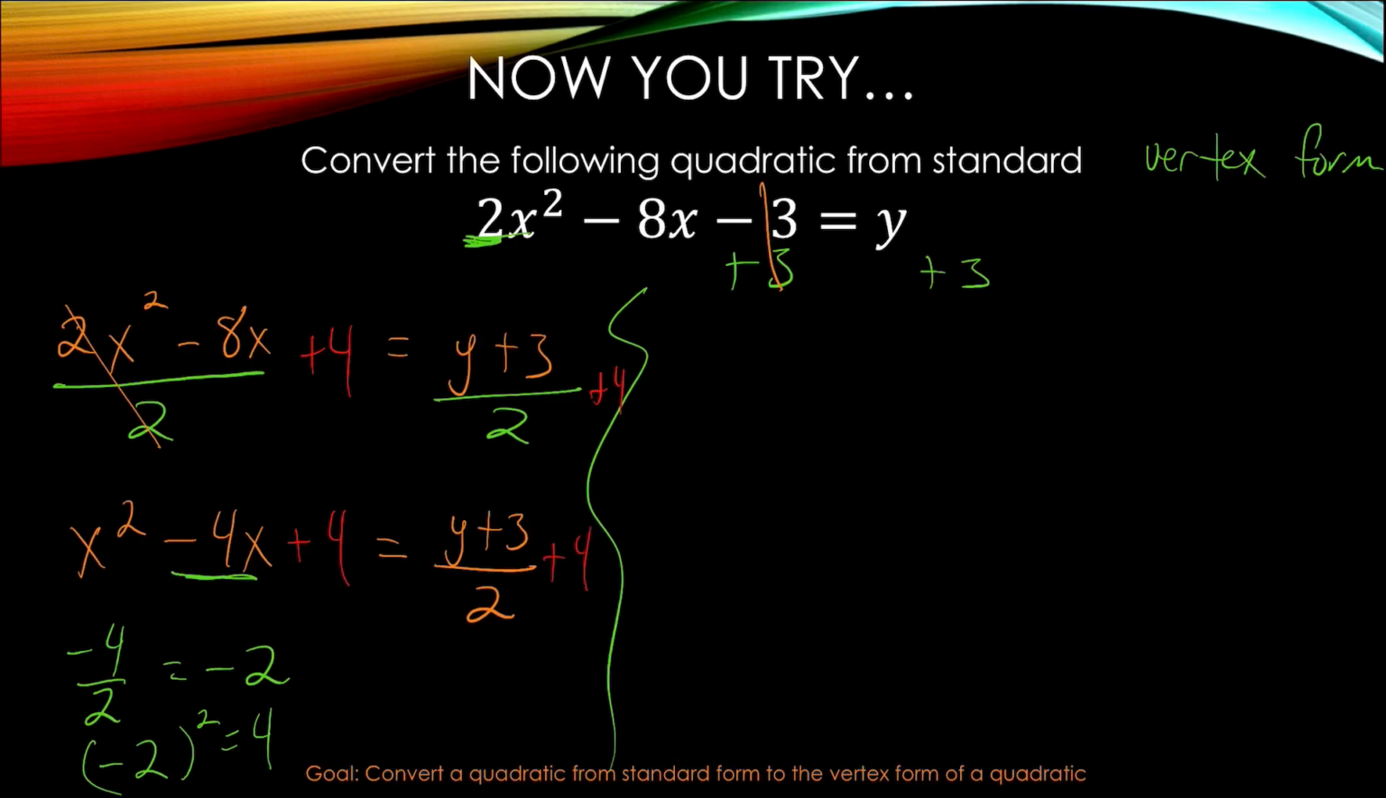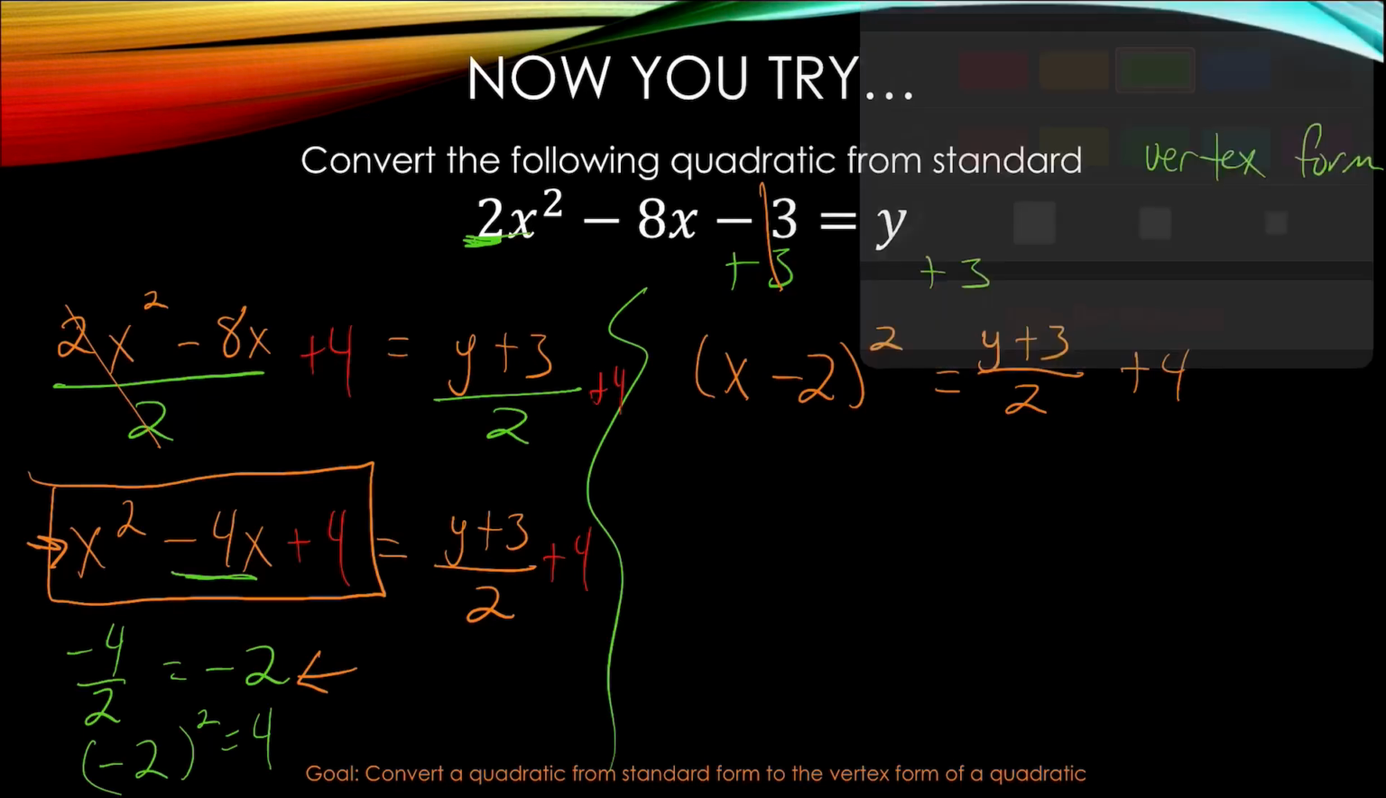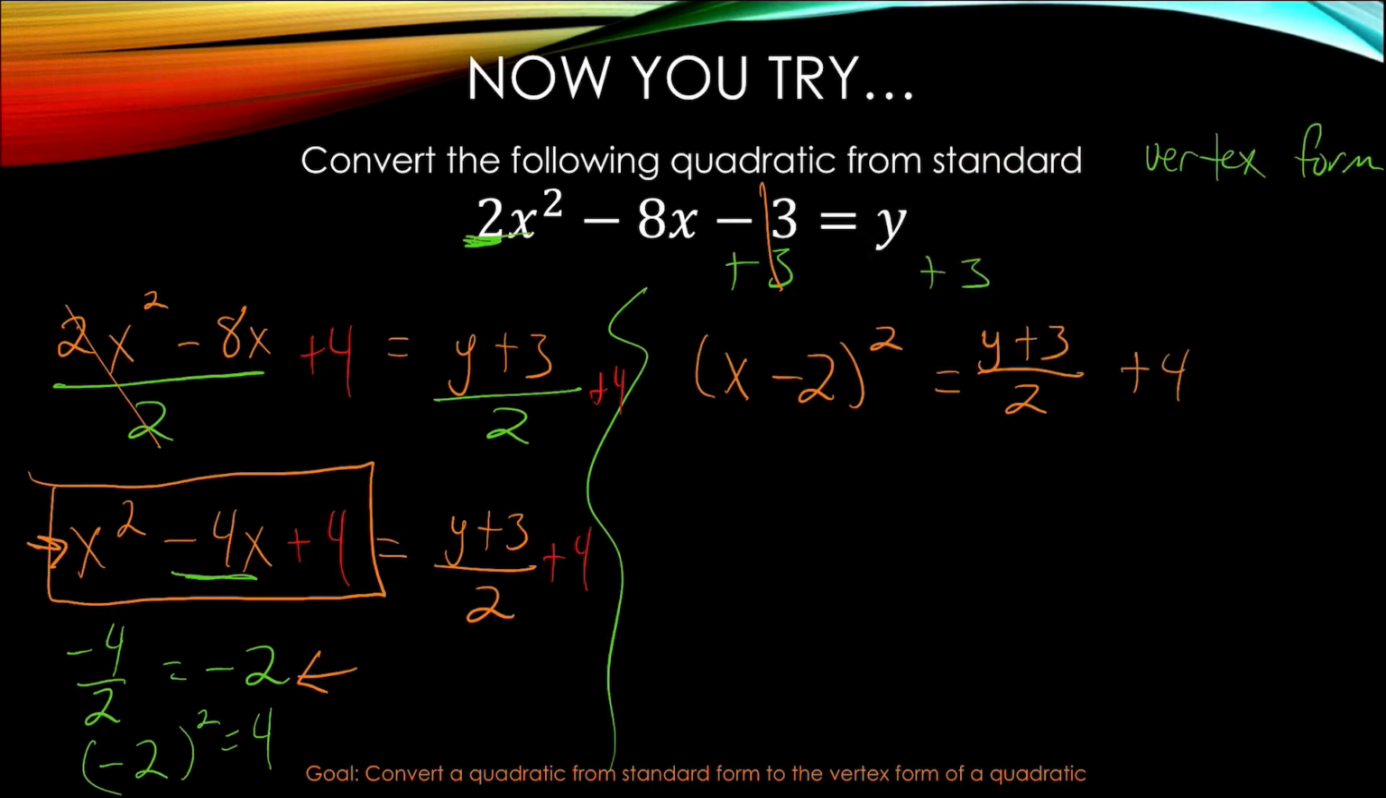Okay. Now that we have that, I can factor, in this case, my left side to be x. So I'm factoring this right here. I'll put a box around that so you can clearly see I'm factoring that side right there. x minus 2 squared equals y plus 3 all divided by 2 plus 4. Now I'm just going to simplify. I'm going to solve for y here. I'm getting y by itself.